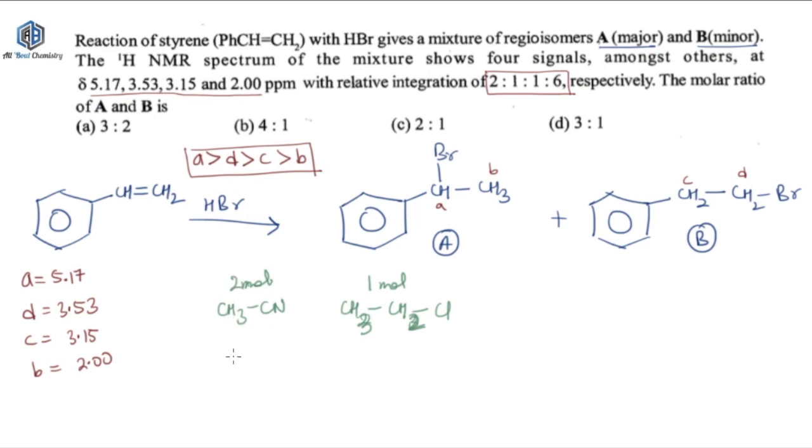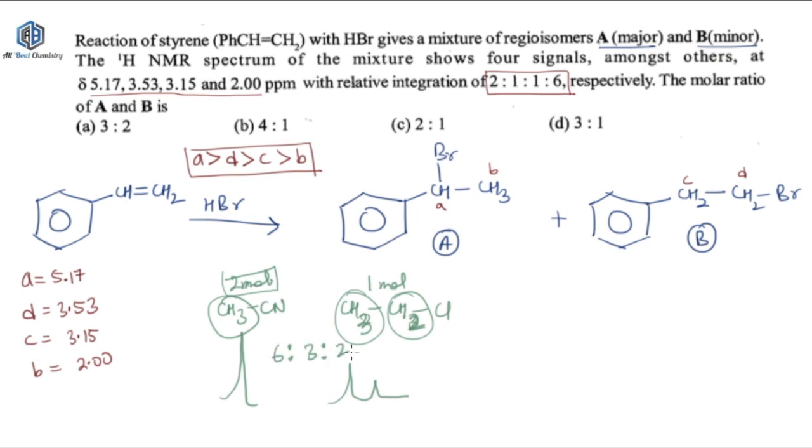So 3 into 2 will be 6, so the height of this peak will be 6 times. About this one, it will be 3 times, and this will be 2 times only. So if I write down the peak ratio, it will be 6 is to 3 is to 2. 6 corresponds to this, 3 corresponds to this, and 2 corresponds to this. Why did it happen? Because I have increased the molarity of this. So the molar ratio has changed, and then the intensity of the peak will also change. So by changing the molar ratio, you will get different intensity of the peak.